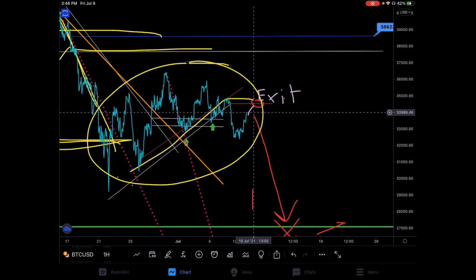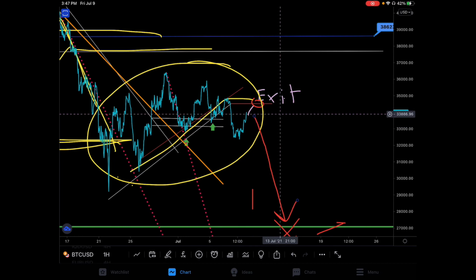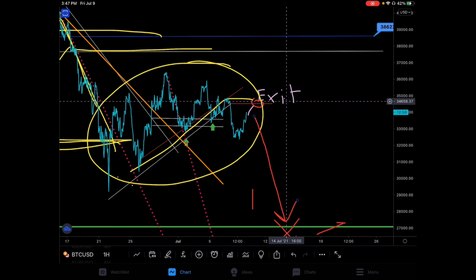So we still have a few more hours. Right now it's at 33,988, and then we're going to hit approximately 34,000. So watch that. You'll know exactly what to do with XRP, because XRP has not decoupled. I may do another video about the actual charts on XRP, but for now, I have not done that.